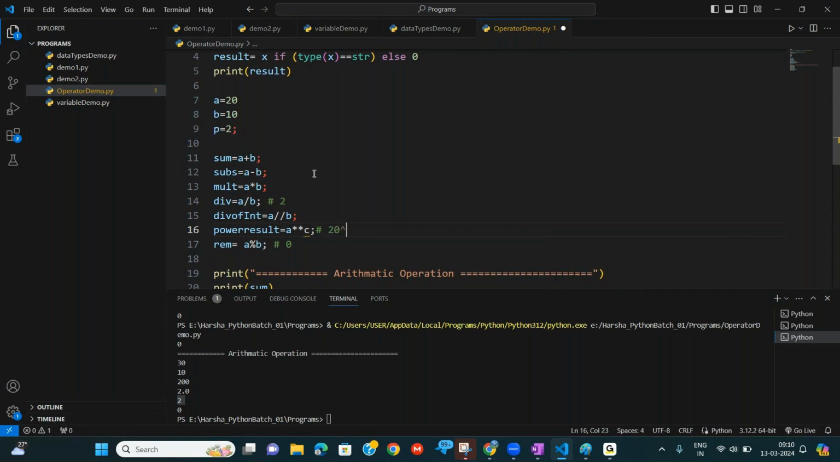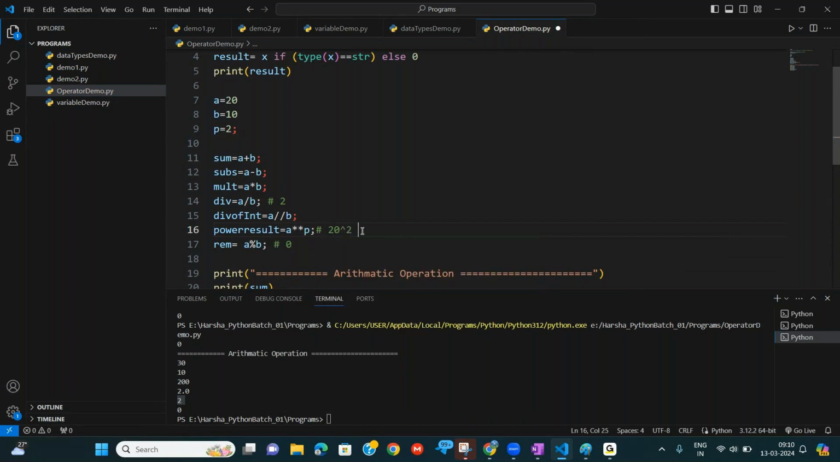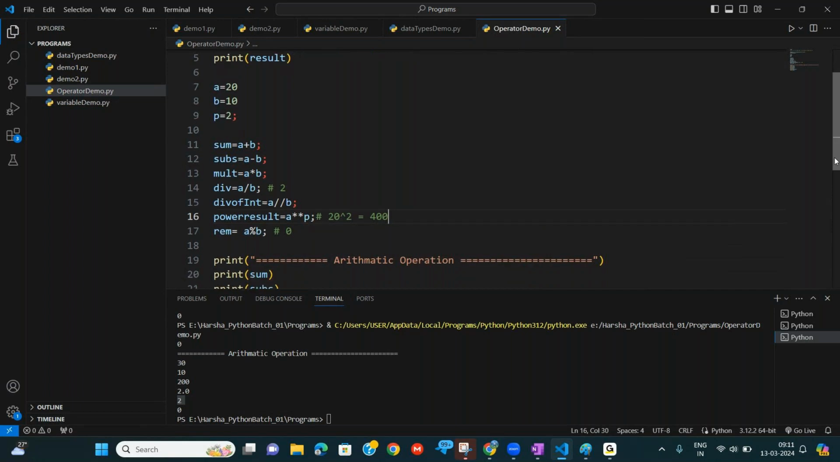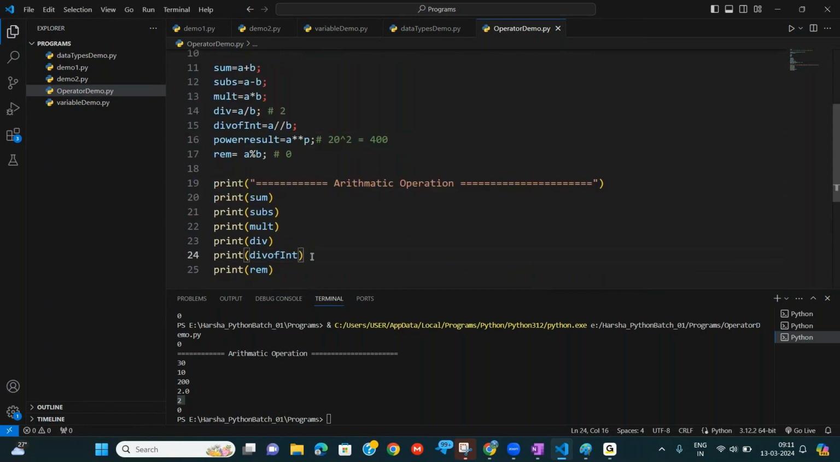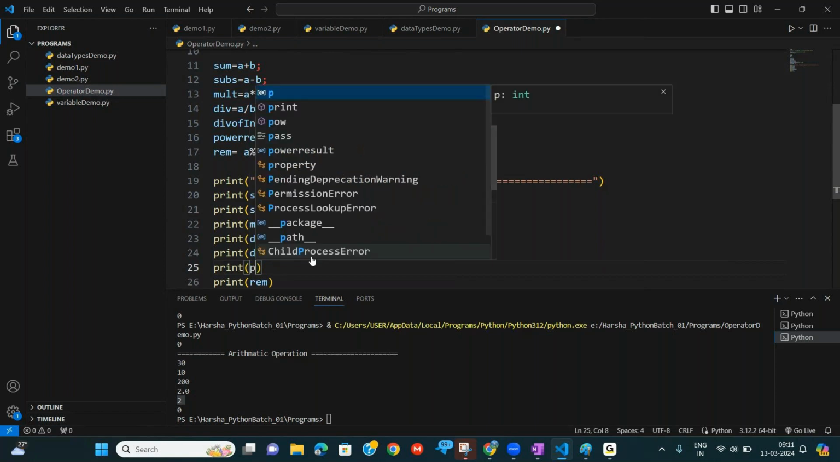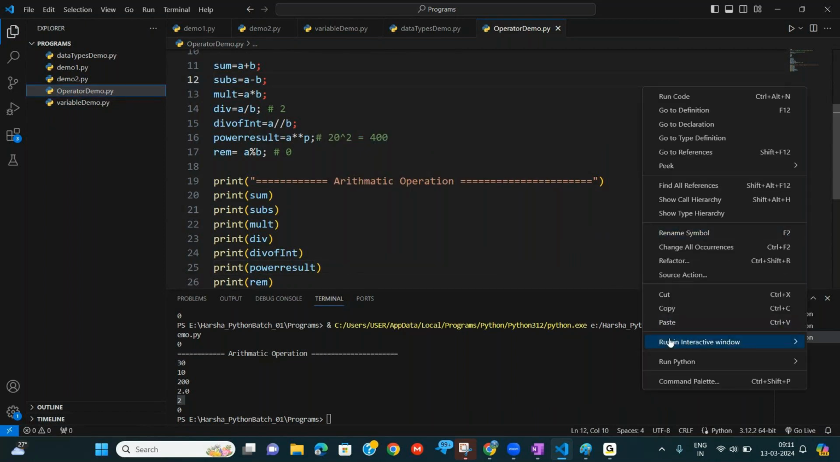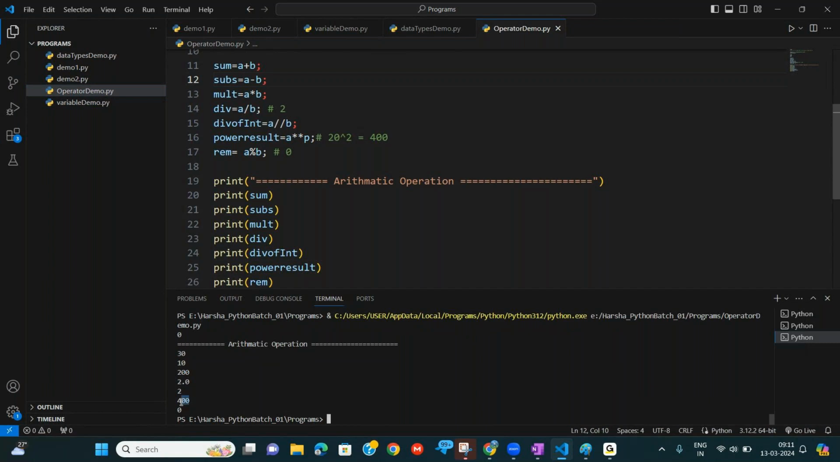It's not c actually, I have p. So 20 to the power 2. What is the value of 20 to the power 2? 400, right? Yes, I will get 400. So see, I'm trying to print. See, I'm getting 400. So this way you will be able to write this.